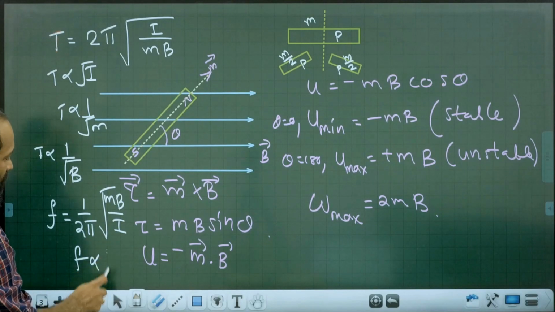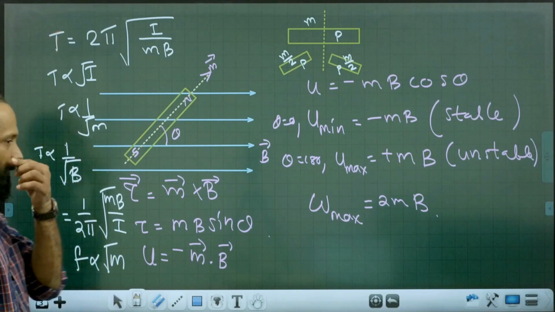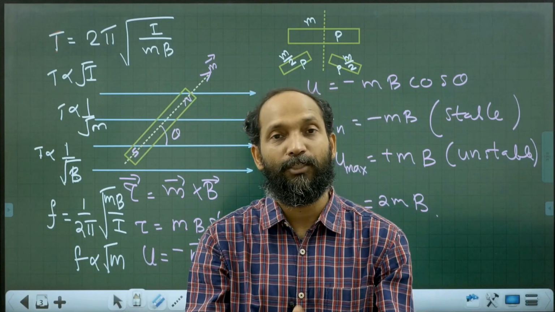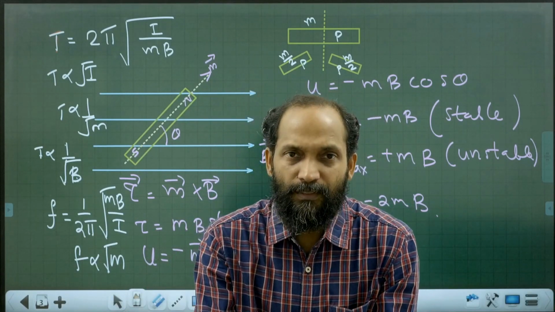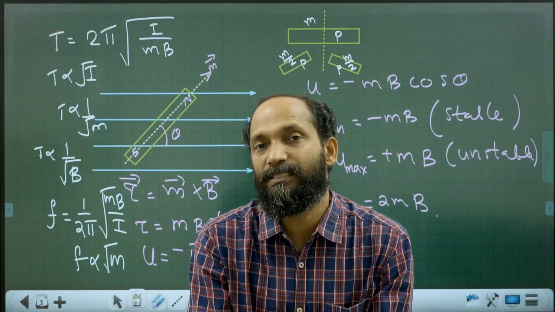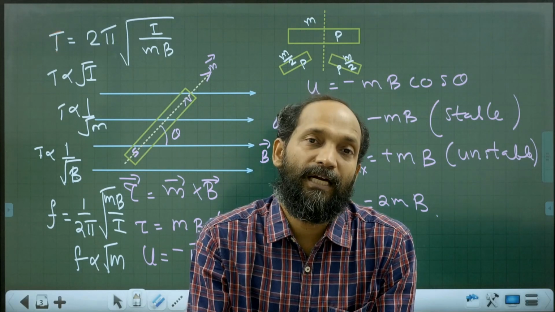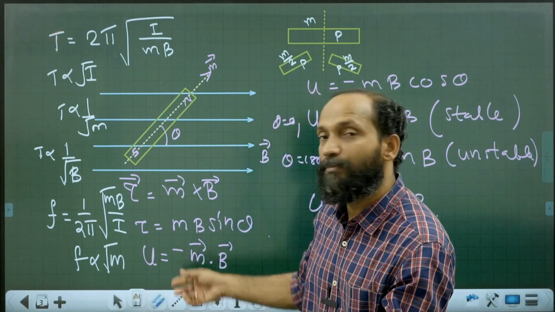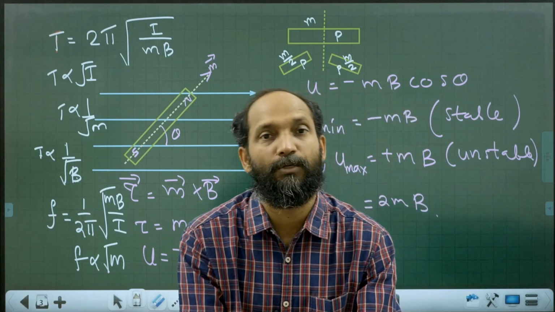So frequency is proportional to square root of moment. If you double moment, that means you cannot double the moment of a given magnet, already undergone a saturation magnetization, but you take another magnet of double the moment, you can say that the frequency becomes root 2 times. That type of questions are also important.